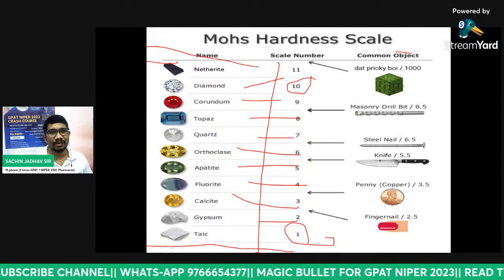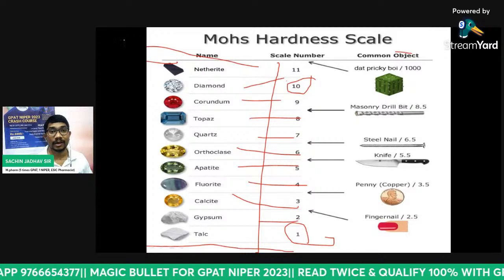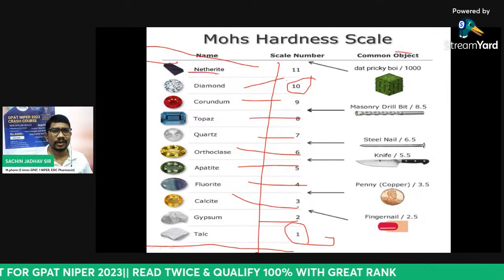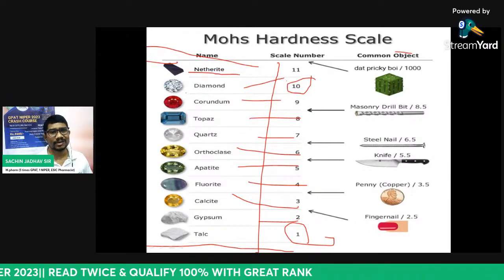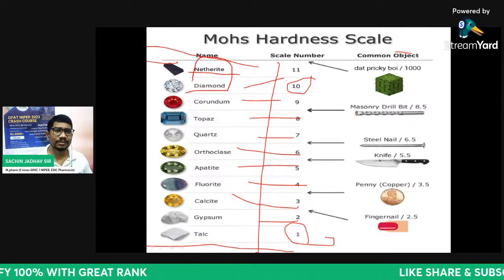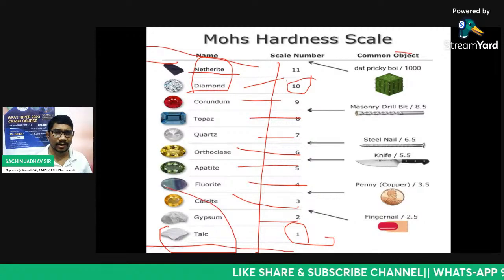So diamond is a very hard material, and after that also, there is a material with hardness number 11. So the hardest material is nothing but that one. Or you can say the hardest material is diamond. Diamond and the hardest material, they are nothing but the hardest materials. Okay. Talc, one, you can say talc is a very soft material.